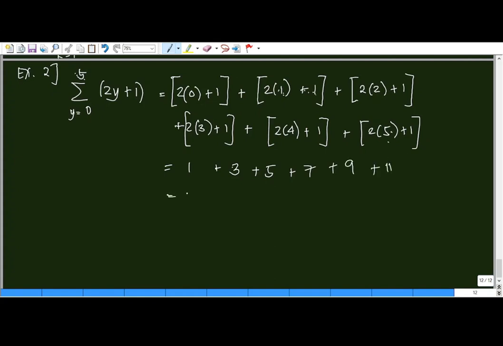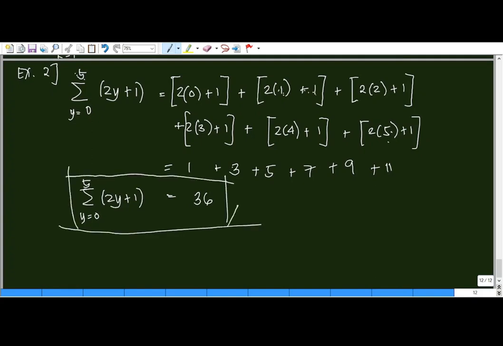Alright? Putting that in your calculator, the sum of the quantity 2y plus 1 from 0 to 5 is equal now to 36. And that is my final answer. Again, for the expansion of that sigma notation. Okay, let's try another example.